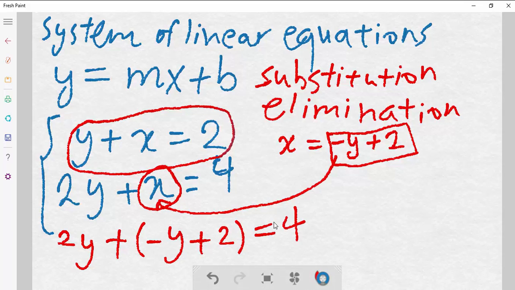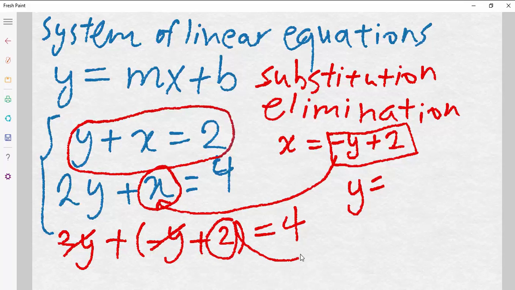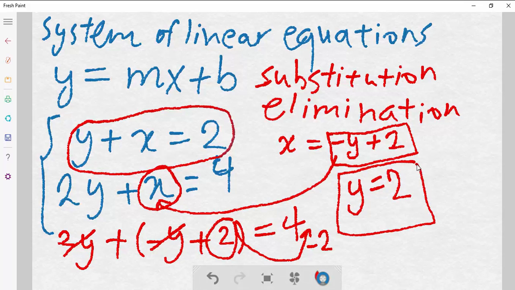So if you simplify this, you will get 2y minus y and 2. So this negative y and 2y, we will have 1y equals 2, and then this is 2. I move it to the other side, it becomes negative 2. So 4 minus 2 is 2. So I found one variable, which is y equals 2.